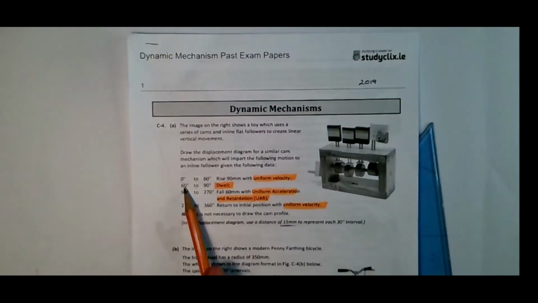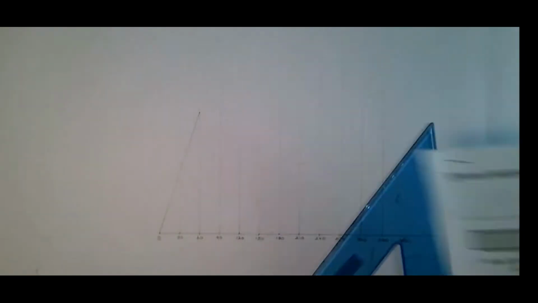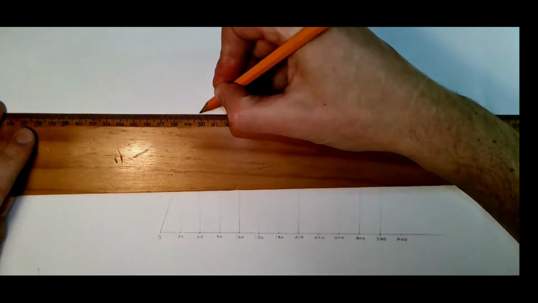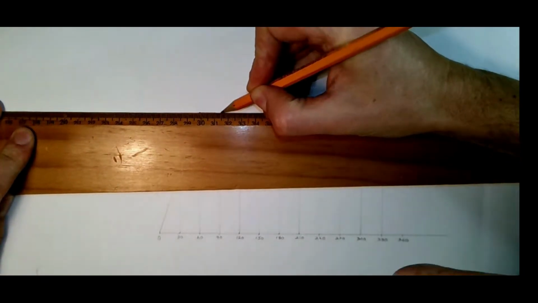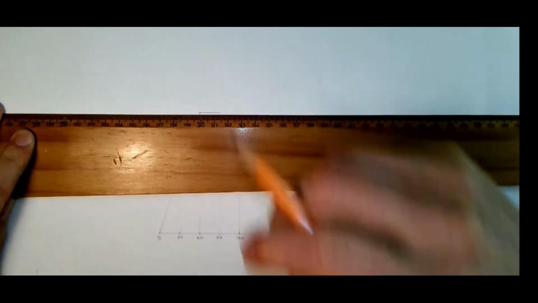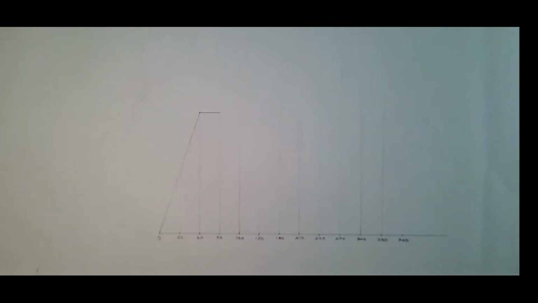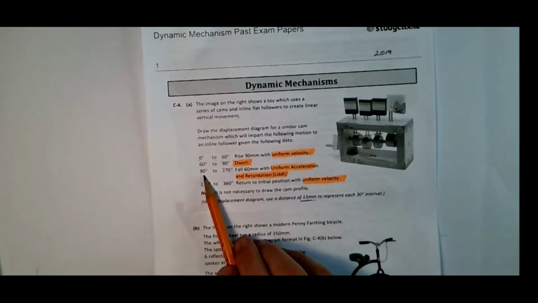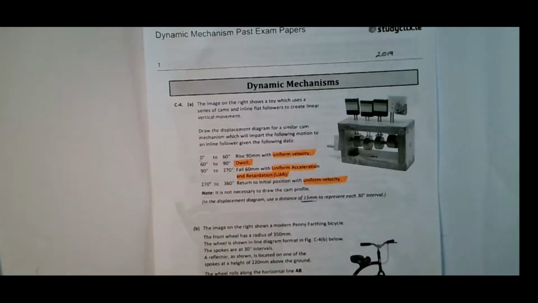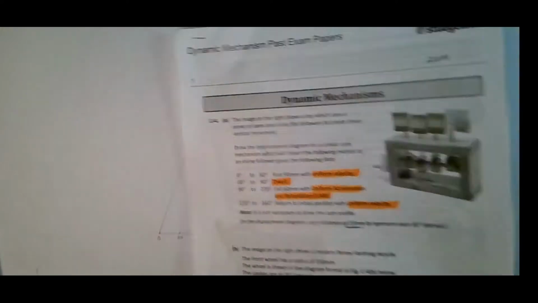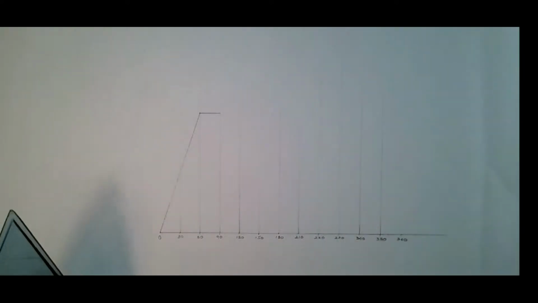So next we're asked to look at the dwell. So the dwell is just a straight line, so there's no motion upwards or downwards. So that's from 60 to 90 degrees. So those are the first two motions. So the next one is a little bit more difficult. It's from 90 degrees to 270 degrees, and we're looking at a UAR, so acceleration and deceleration.